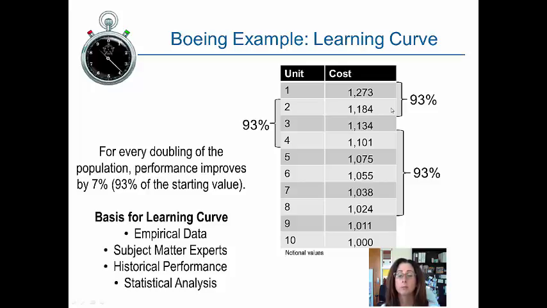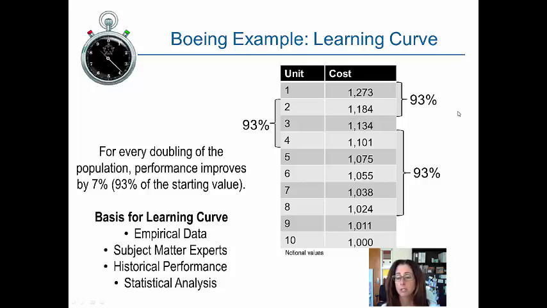The second unit times 93% gives us the cost of 1101 for the fourth unit. The fourth unit times 93% gives us 1024 for the eighth unit. So you can just see that the doubling phenomenon works regardless of what the learning curve is: every time you double the units, the cost (hours in the examples we did, but cost here) is the learning curve times the original earlier unit.